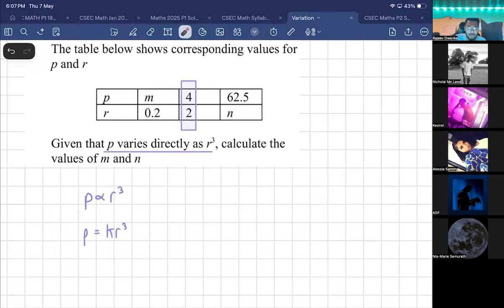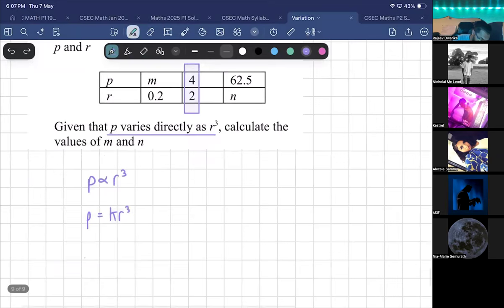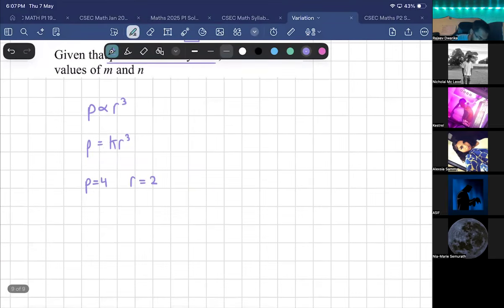Right? So, Kestrel, let me continue. So, using this example over here, we know that when P is 4, R is what? 2. Aha. So I could plug that in where? We're gonna plug that in. You plug that in as P is equal to K times 2 cubed, or K2 cubed.